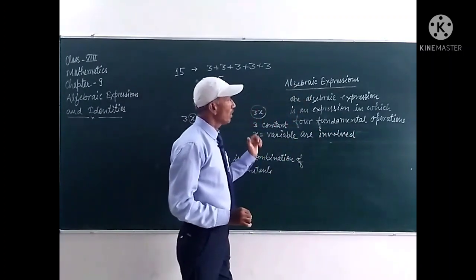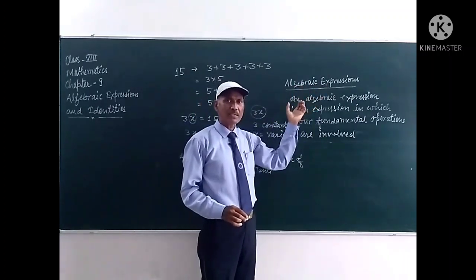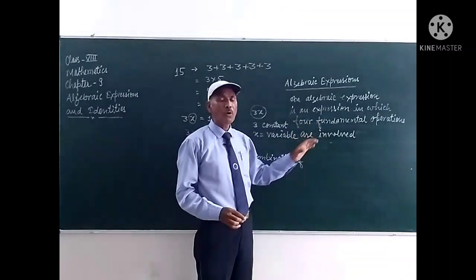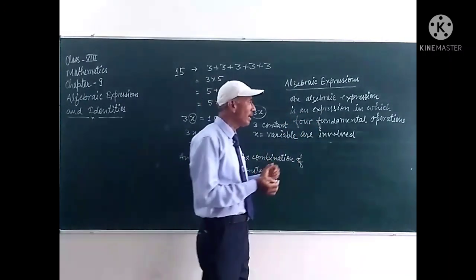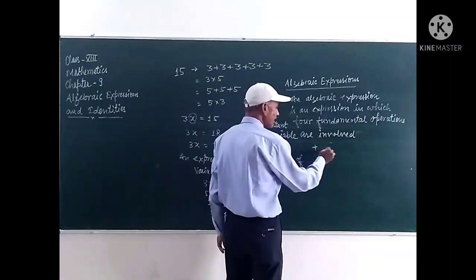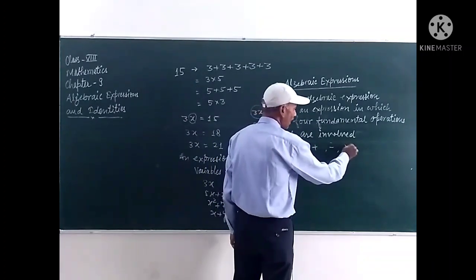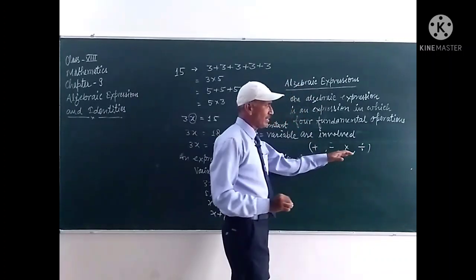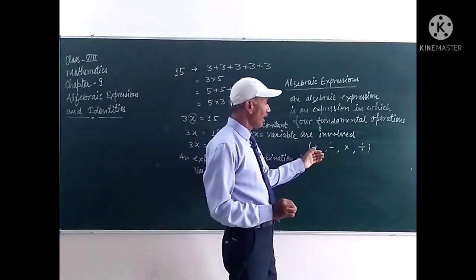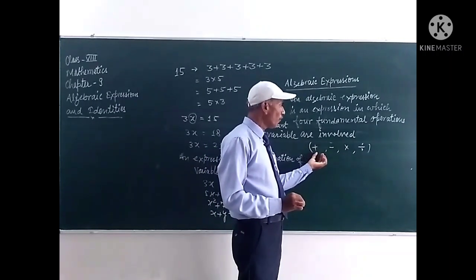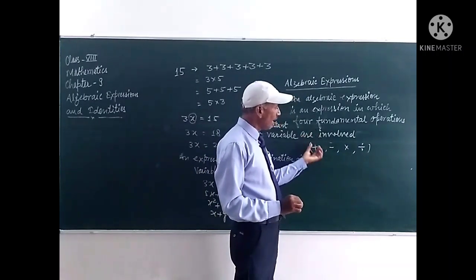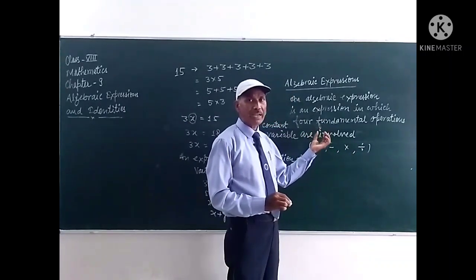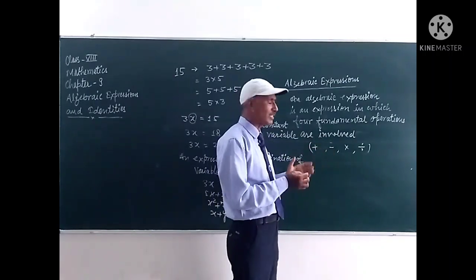Clear, students? So an algebraic expression is an expression in which four fundamental operations are involved. What are the four fundamental operations, students? In mathematics, they are addition, subtraction, multiplication and division. These are the basic operations. If these four fundamental operations are involved in an expression, then the expression is called an algebraic expression.